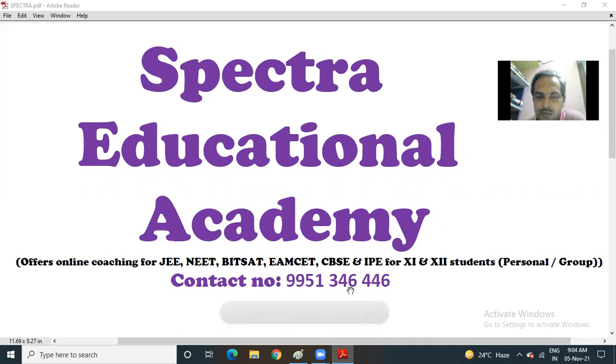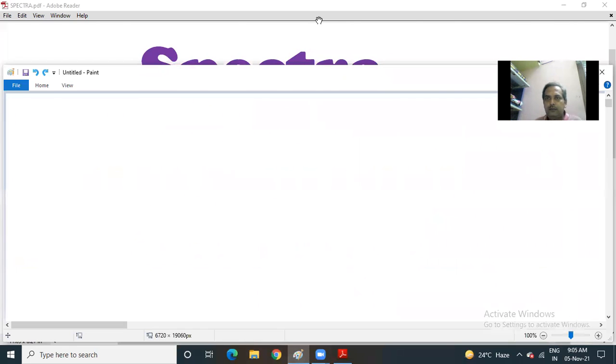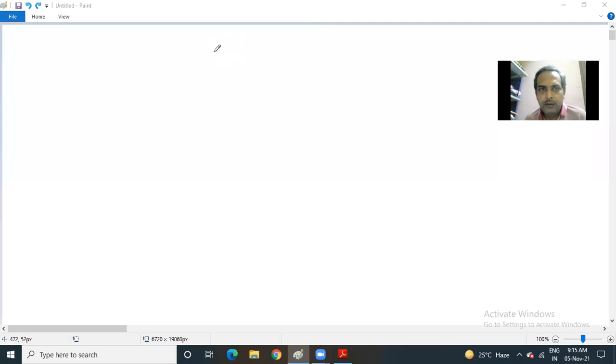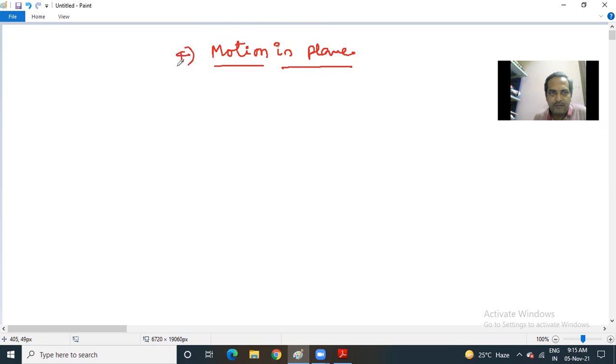From today onwards, I am going to explain the concepts of formulas and numericals in the chapter Motion in Plane. This is also one of the chapters in the 11th class portion. Okay, let us start motion in plane. So this is topic number 4 in the 11th class syllabus, or you can call it the intermediate syllabus. This is topic number 4.